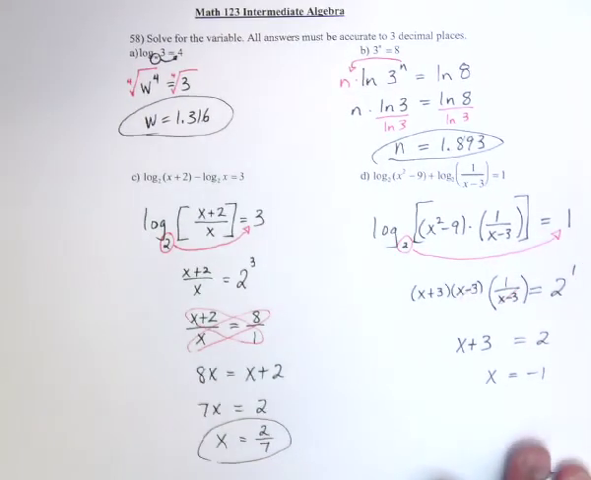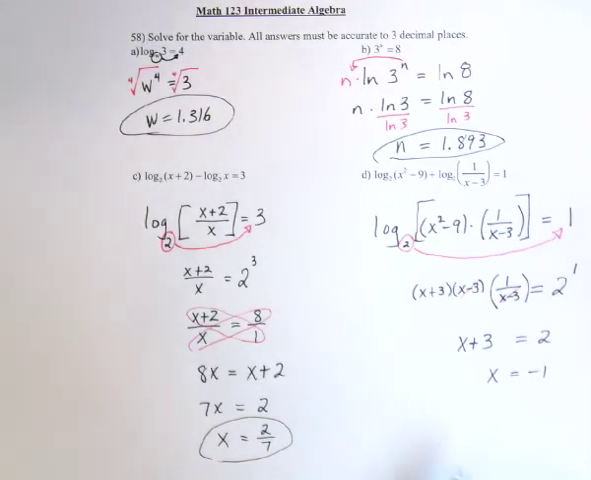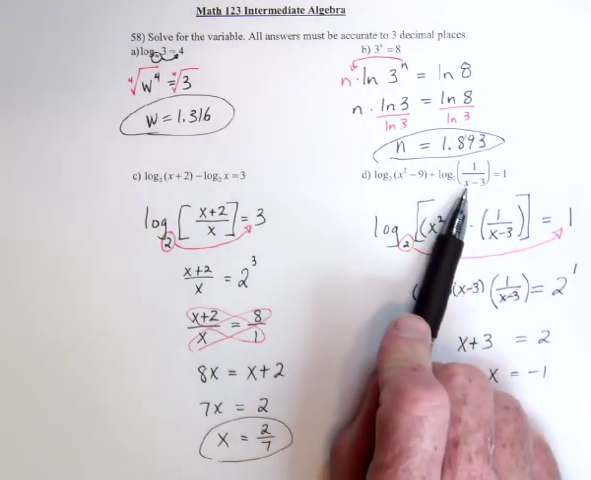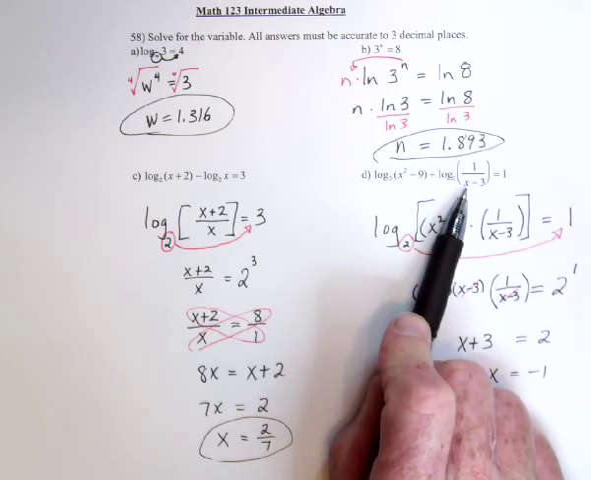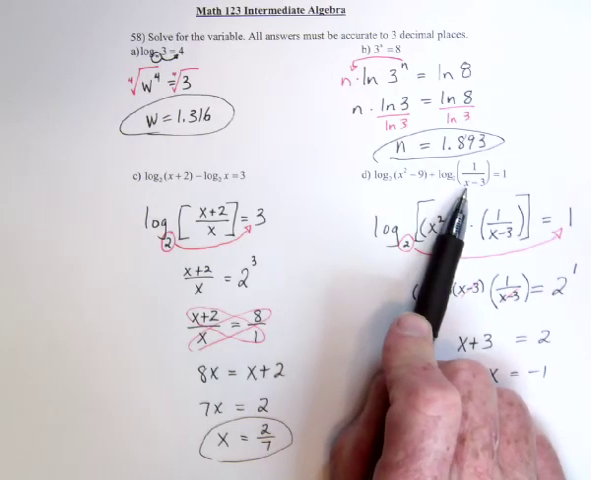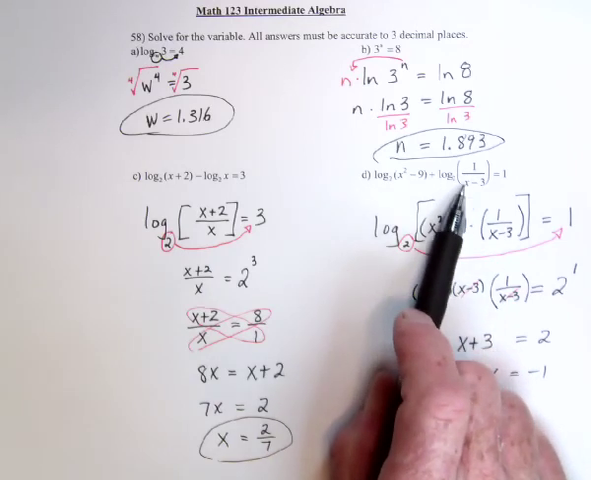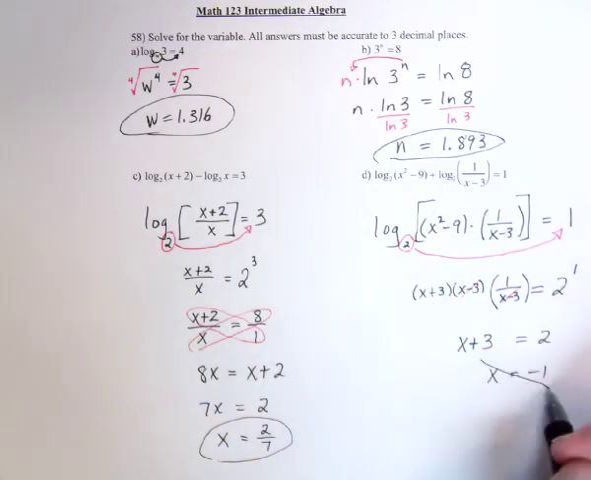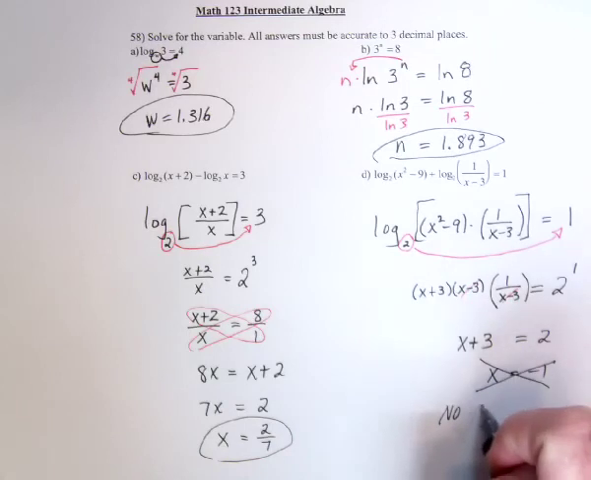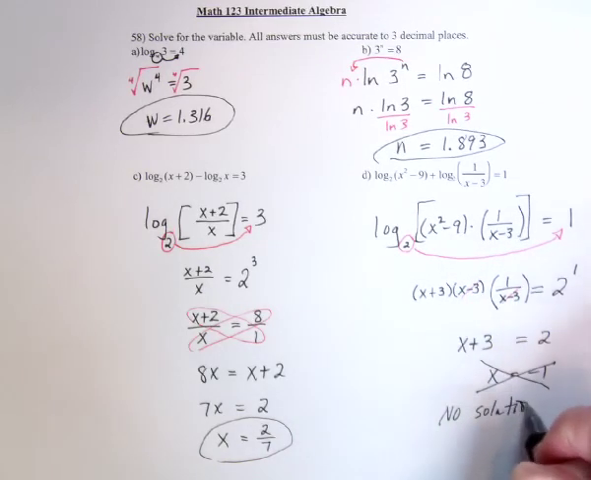Then, are we going to have to throw that away? Well, let's see. If you substitute a negative 1 right here, that's going to be negative 4 for the denominator. That means this is going to become a negative 1/4. No, that's not allowed. So there's no solution to that one.